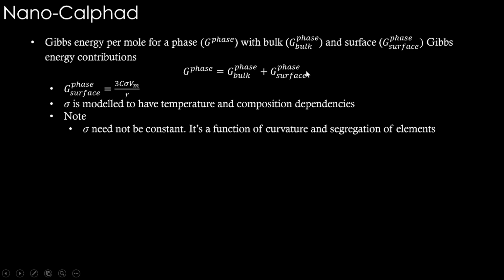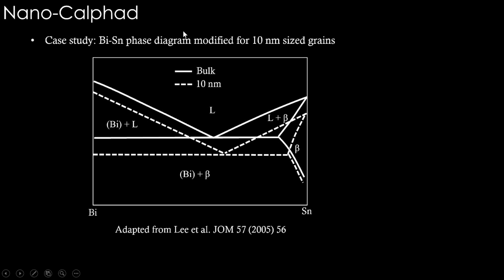How it can change for nanomaterials is going to depend on the size of the material, the size of the grains, let's say. That is the one which is going to decide this. So that is usually considered as an independent variable. So separate phase diagrams are drawn depending on what is the size of grains. For example, this is a case study: bismuth tin phase diagram modified for 10 nanometer sized grains.